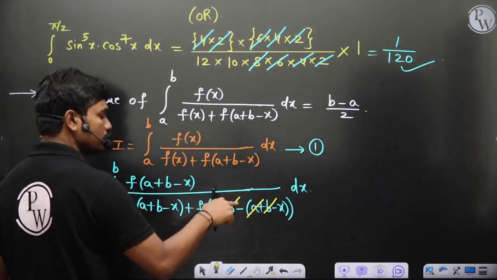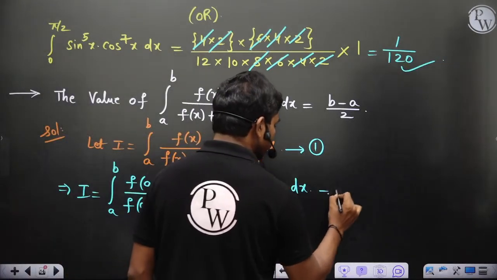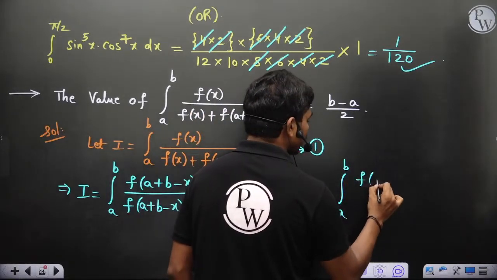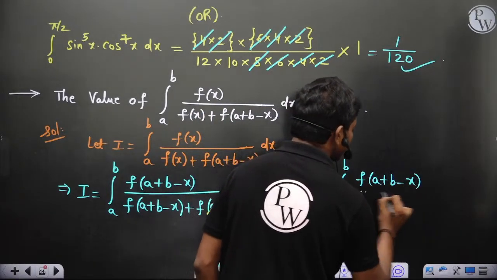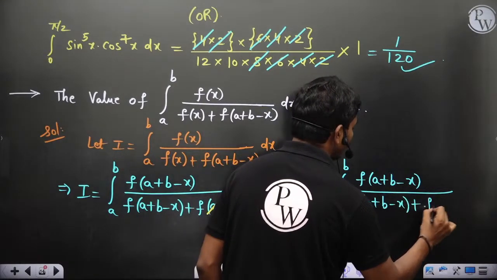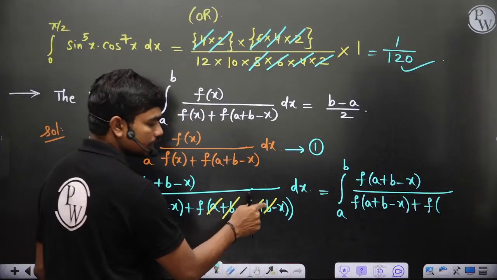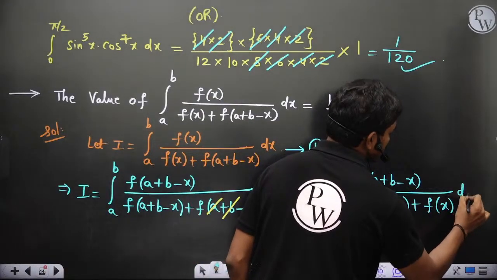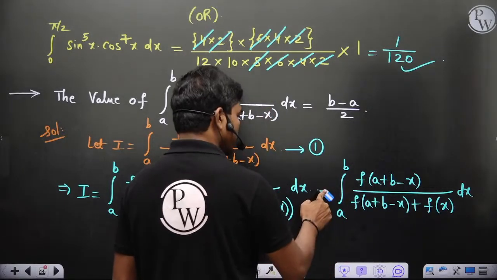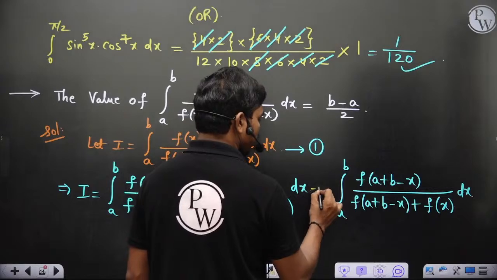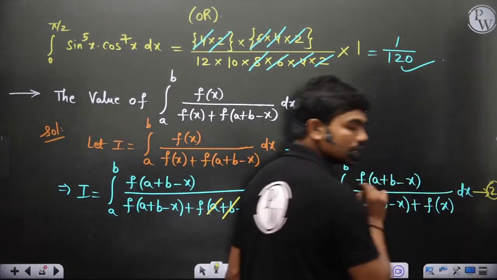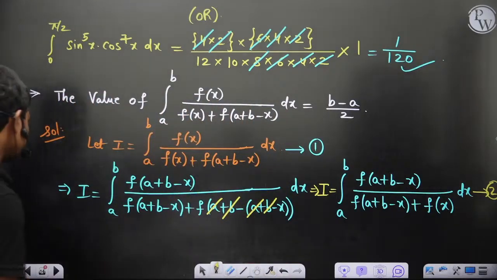This minus of minus will give you plus x. So this integration is a single variable integration, from a to b, f of a plus b minus x divided by f of a plus b minus x plus f of x, since these terms got cancelled and minus of minus gives you a plus sign, dx. So this is what you get. This is equation number 2. Now if you add the first and second equations, let's see what happens.